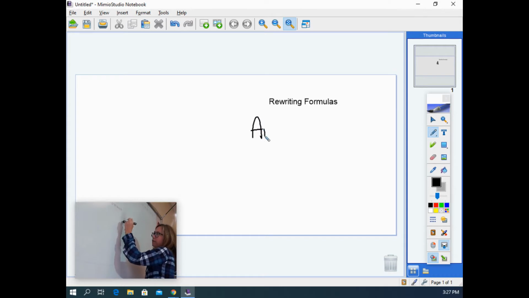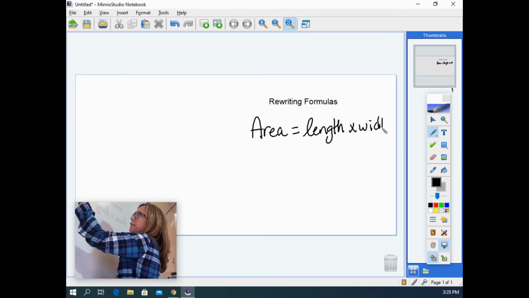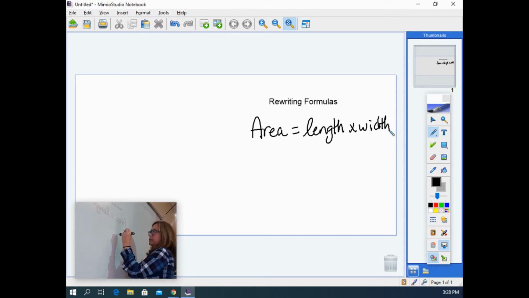The area of a rectangle is equal to the length times width, which most of you already know, okay? And most of you write it something like this: area equals length times width. Now with rewriting formulas, right now this formula is solving for the area. What if I asked you, could you rearrange this formula so a different variable would be isolated? Right now the A is isolated for area. What if I told you to isolate the W, the width?